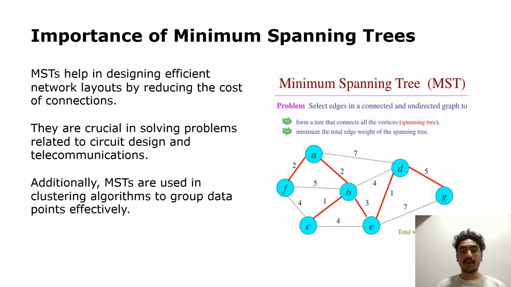Minimum spanning tree problem: select edges in a connected and undirected graph to form a tree that connects all the vertices. Minimize the total edge weight of the spanning tree.